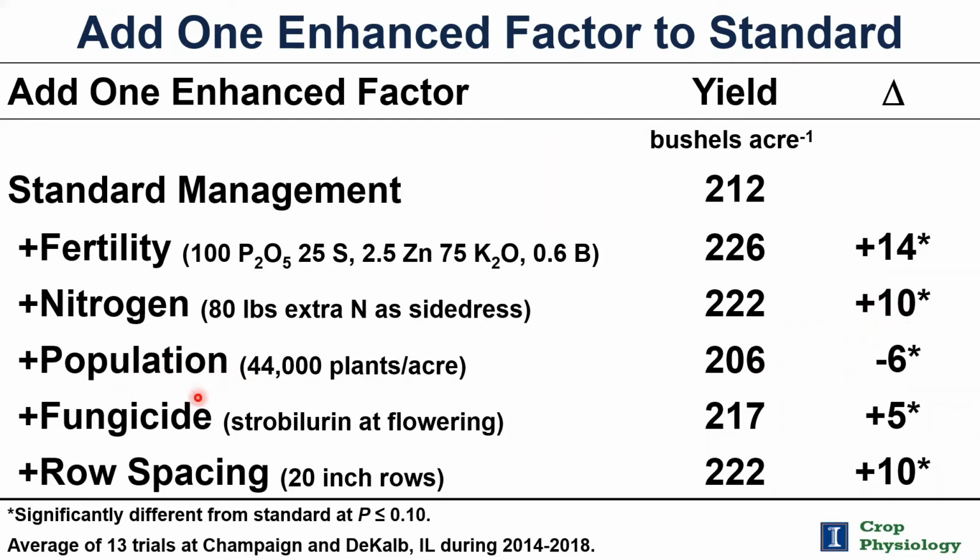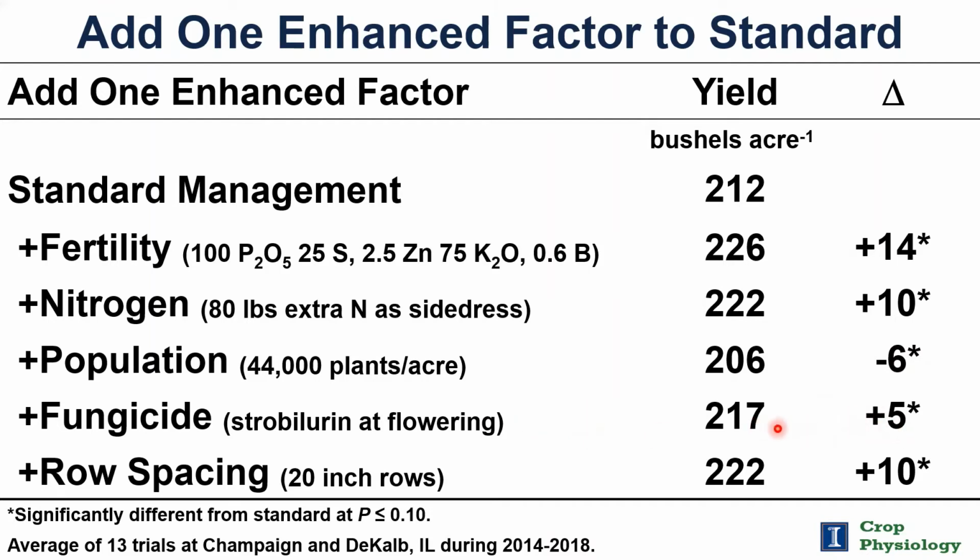This is our swing factor here. Population. When we bumped from 32,000 plants per acre up to 44,000 plants per acre, but we didn't have the fertility in place to manage that higher density, it really couldn't handle it. It set us back 6 bushels. Fungicide, worth 5 bushels on average.